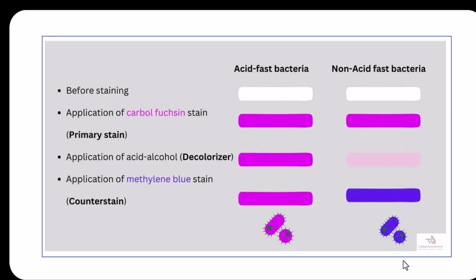After that, add the counter stain, methylene blue. The acid-fast bacteria retain the original primary stain, red color, while the non-acid-fast bacteria take up the new stain and appear blue.